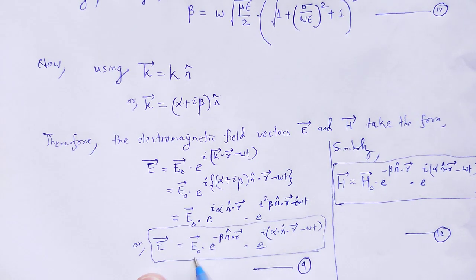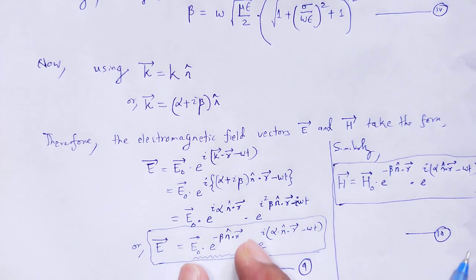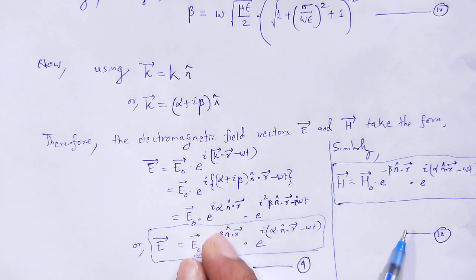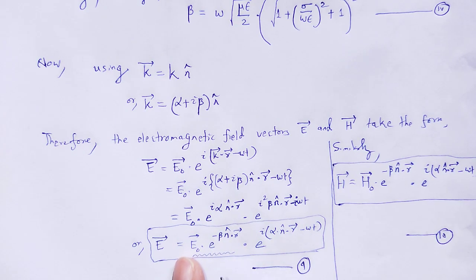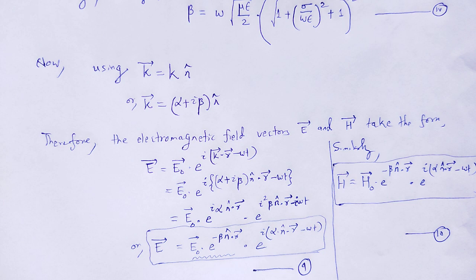Look here, that one is the amplitude, and that amplitude is gradually decreasing as r increases. It is clear. Therefore, we can say when an electromagnetic wave is propagating through a conducting medium, the intensity of the electric field or magnetic field gradually decreases, and the distance at which this happens is called the skin depth or penetration depth.